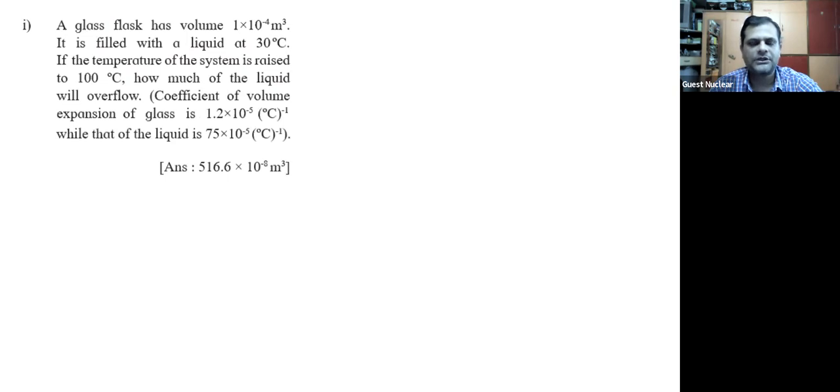Just read this question. I think we have already done this type of question in regular class, if you remember. A glass flask has a volume of 1 into 10 raised to minus 4 meter cube, and it's filled with a liquid at 30 degrees Celsius. If the temperature of the system is raised to 100 degrees Celsius, then how much liquid will overflow?